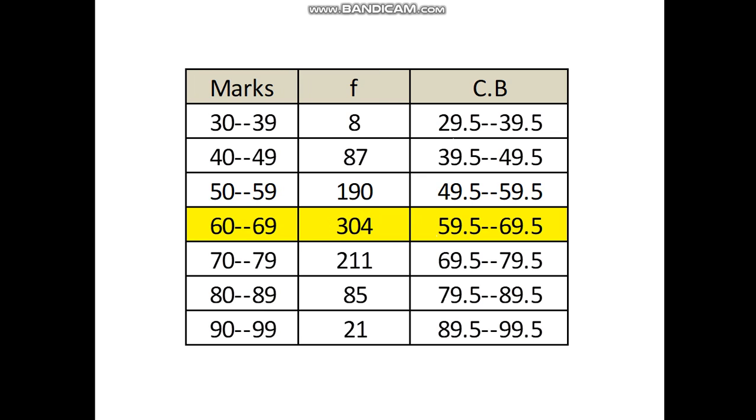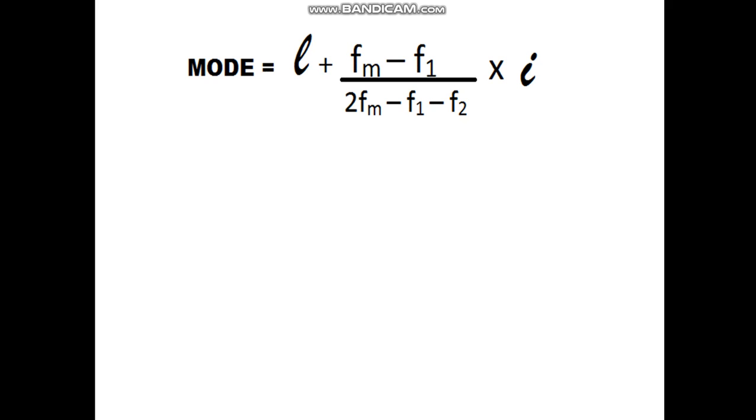So we have selected a group which is 60 to 69 and its frequency is 304. So we must have f2, the frequency of the next class, f1, the frequency of the previous class, and fm, the frequency of this group. So we have all our frequencies. So mode is equal to L plus (fm, the frequency of that modal class, minus f1, the frequency of the previous class) over (2 into fm, minus f1, minus f2, the frequency of the upcoming class) into i.